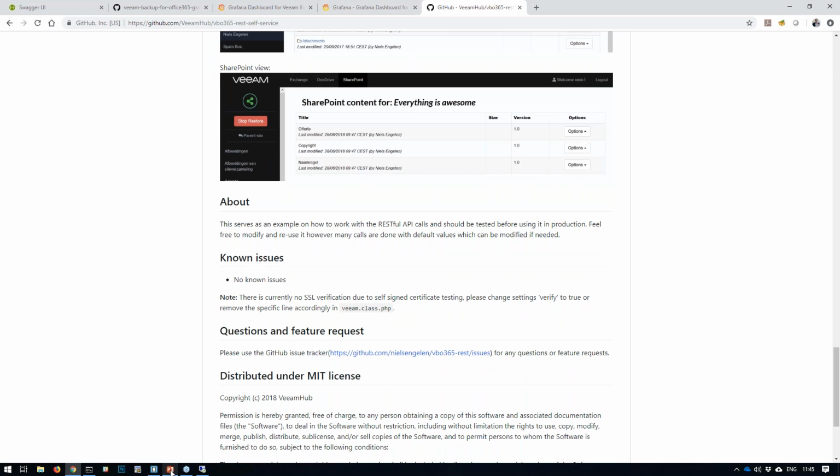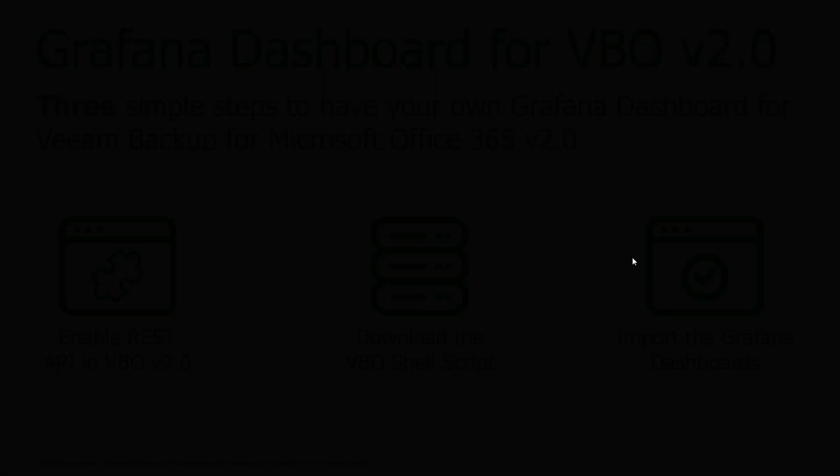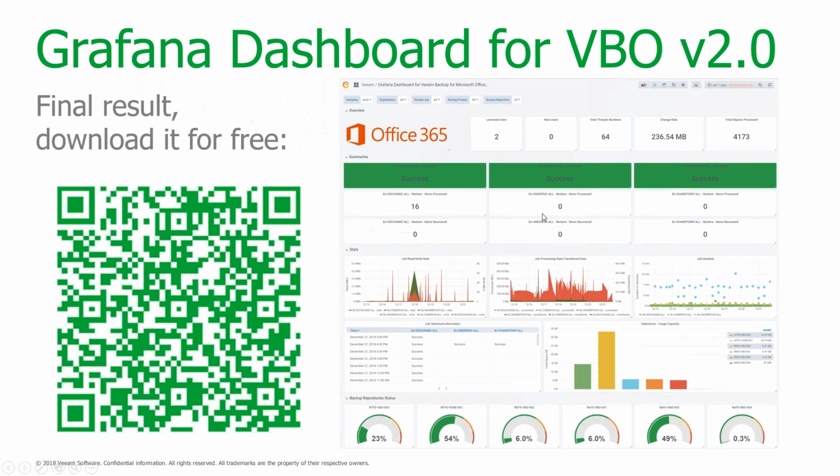So let me go back here. I show it to you all of this. So this is the Grafana dashboard for VBO. I already showed it to you. If you have seen my tweet, I said that at the end of this session we will have a treasure. So this is the treasure, the gift for you.